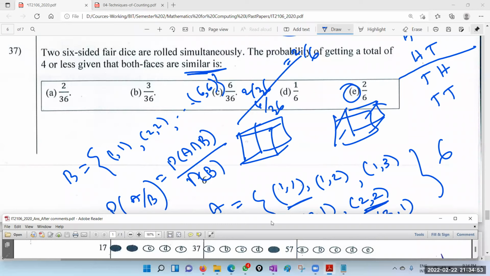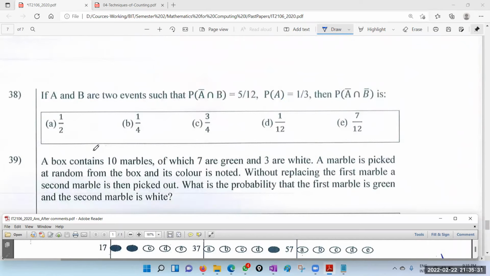Yes, the answer for 37 is C. I hope you got it. It's a conditional probability question: probability of A happening given B has happened. First we find the probability of B happening. Altogether there are 36 possibilities with 2 dice, and here we have 6, so 6 divided by 36. The probability of A and B happening is 1 1 and 2 2, so 2 out of 36, because those are the situations for both. We just applied the rule.